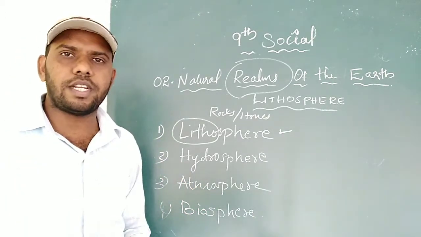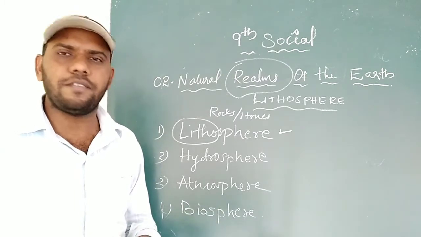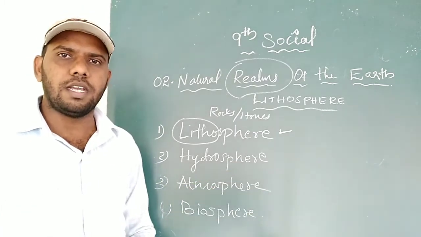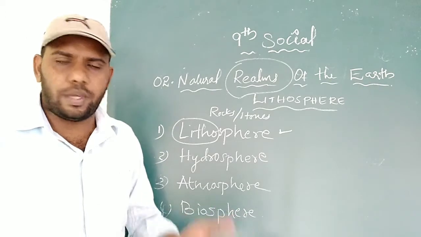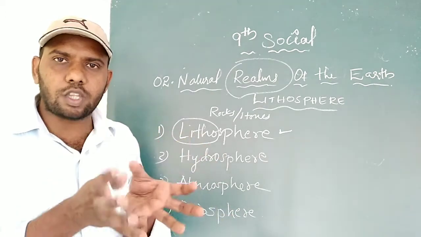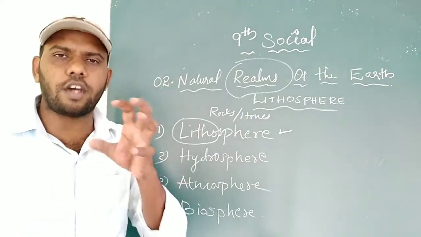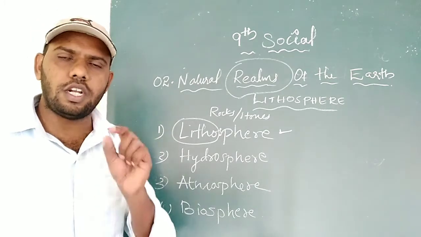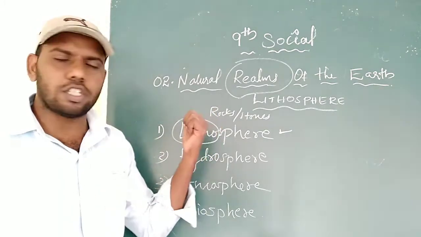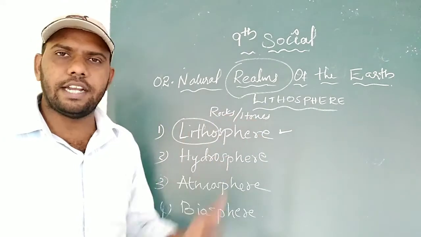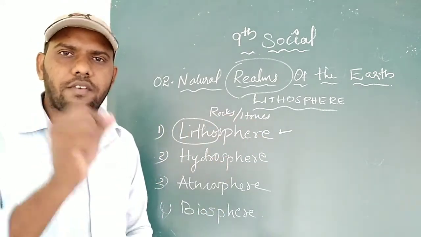Got it? The lithosphere is very important, because if the lithosphere is not there, nothing is possible. If there is no land, we cannot live. Even our earth is full of rocks. Got it, children? Okay, so we understood litho. Litho means rocks or stone, derived from which language? Greek language.